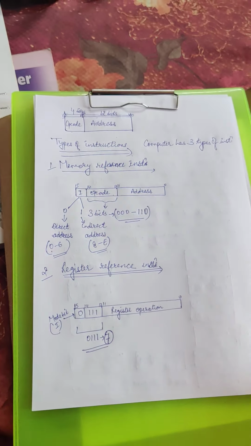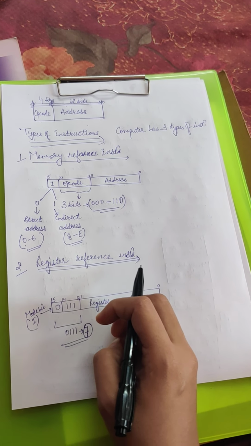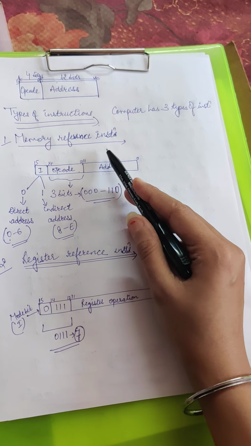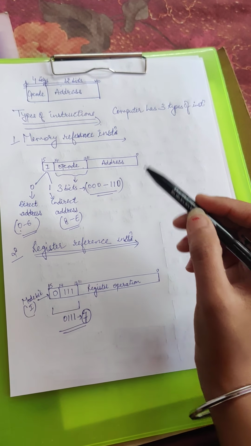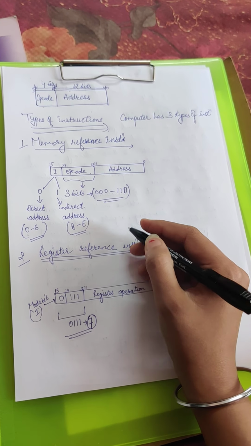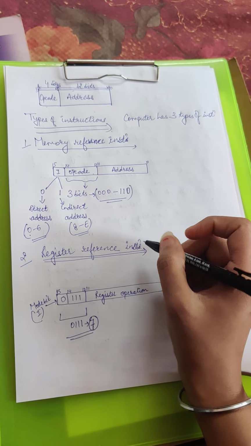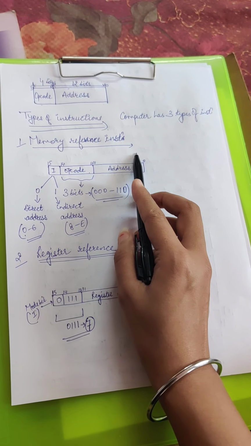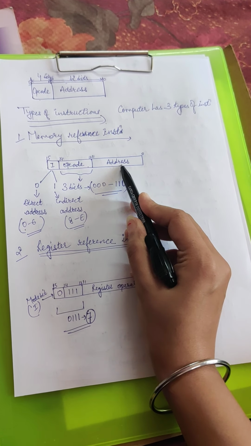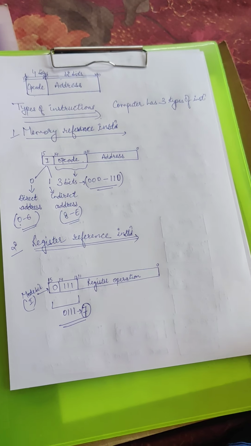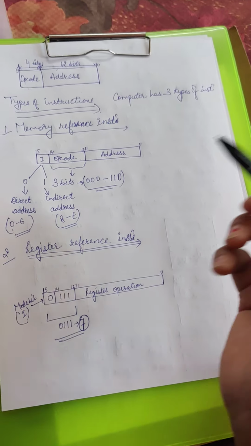Now the types of instructions which this computer uses. Computer has basically 3 types of instructions. First is memory reference instruction, second is register reference instructions, and third one is input output reference instructions. So first is memory reference instructions. In this, computer uses memory addresses for these instructions, for the process of any task.